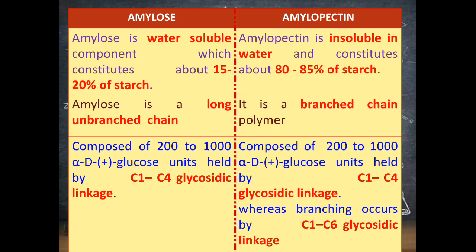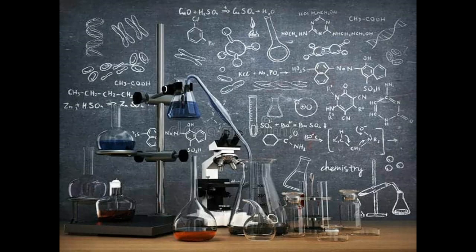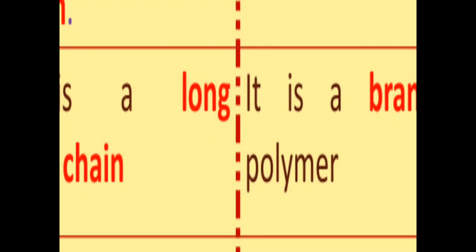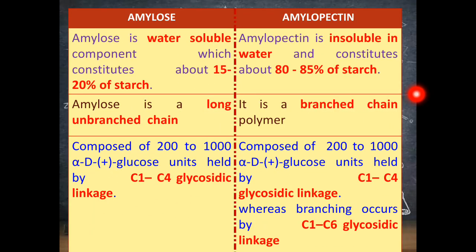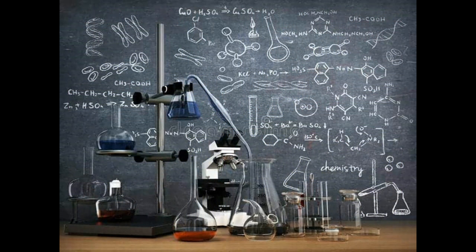Okay, got the differences between the two components. Amylose is water soluble, amylopectin water insoluble. Amylose is 15 to 20% of starch, whereas amylopectin is 80 to 85%. Amylose is an unbranched chain. Amylopectin is a branched chain. Amylose is composed of C1 C4 glycosidic linkage. Amylopectin is also composed of C1 C4 glycosidic linkage. Along with that, C1 C6 branching is there. This concept is important for 1 or 2 marks.